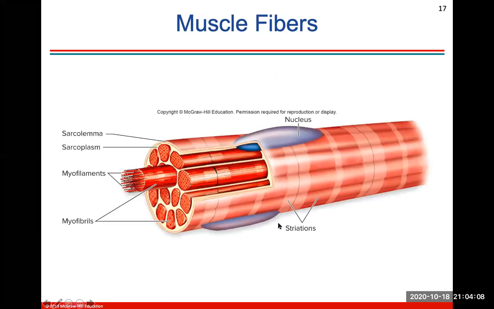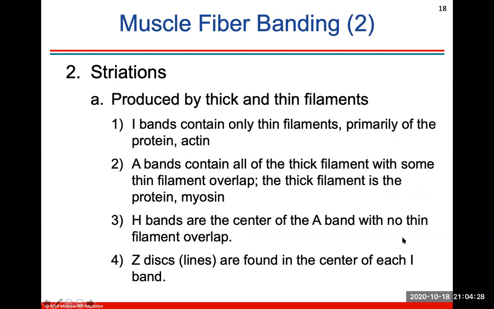So this is a look at a muscle fiber cell. Again, a muscle fiber is a muscle cell, so you can see the nucleus. The myofibrils make up the muscle fiber, and within the myofibrils are these myofilaments, which will perform the contraction or shortening of the muscle. The striations are produced by thick and thin filaments.